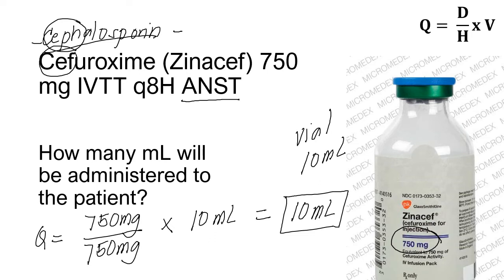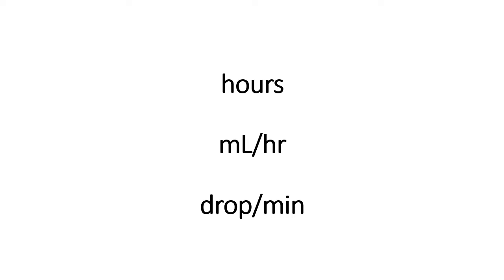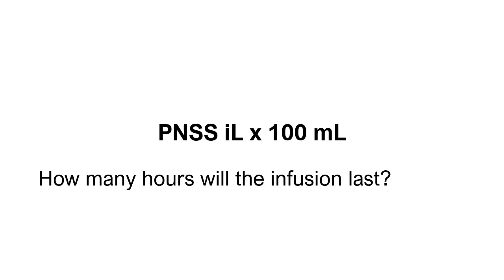That's how it works. Now, let's have a quick review of the intravenous fluid computations. There are three major things that we want to determine. First, how long the infusion will be, which answers how many hours the infusion would be. Next, how many ml per hour that would be. And the next would be the drops per minute, which we use when regulating the IV fluids of our patients.